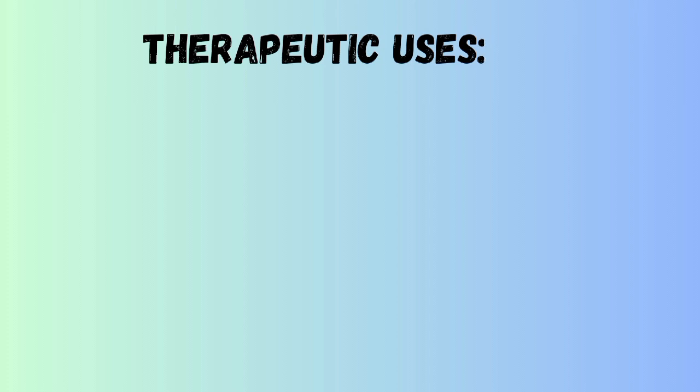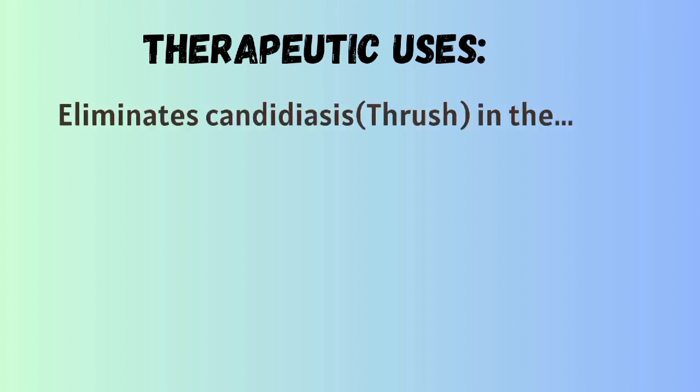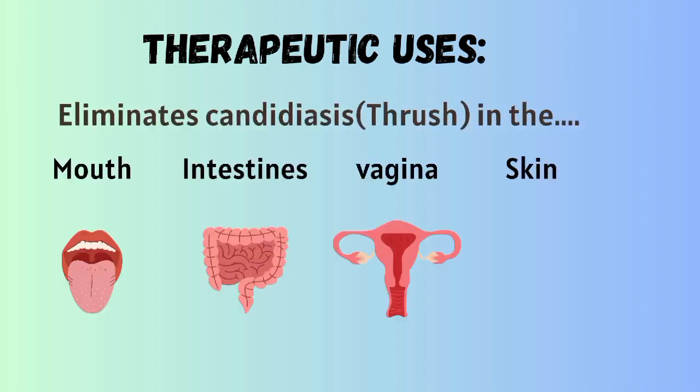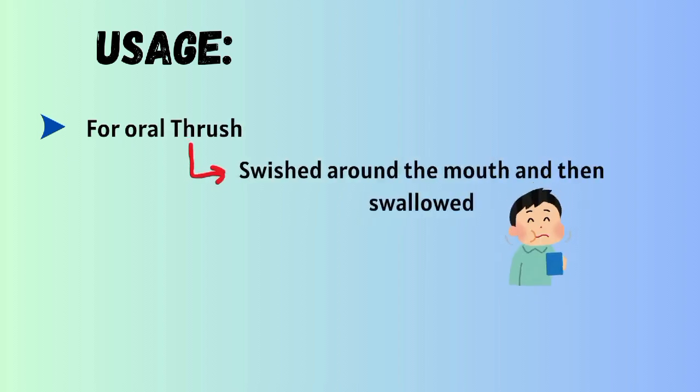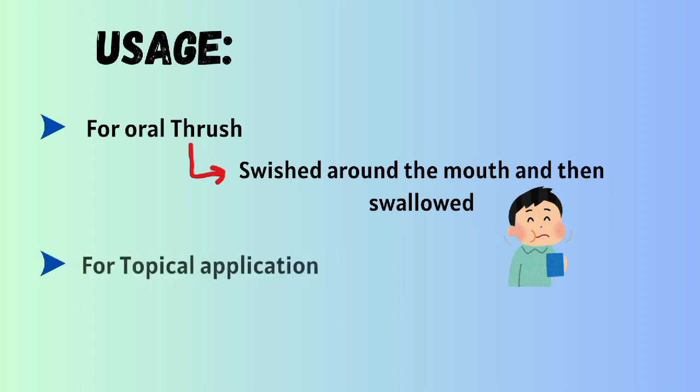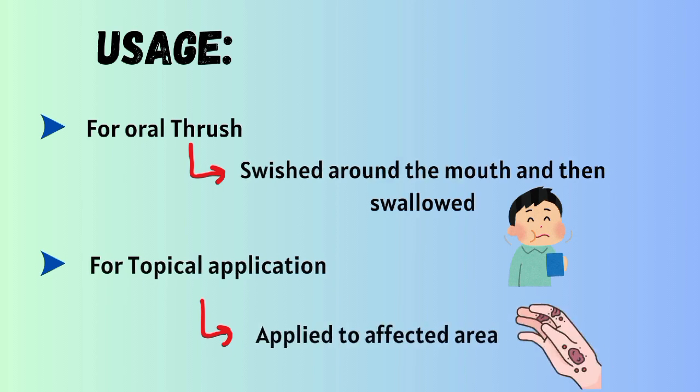Now let's talk about its uses. Nystatin eliminates Candida or thrush in the mouth, intestines, vagina, and skin. These types of fungal infections can all be treated with this medication. When using Nystatin for oral thrush, the suspension is swished around the mouth and then swallowed. And for topical applications, the cream, ointment, or powder is applied to the affected skin area.